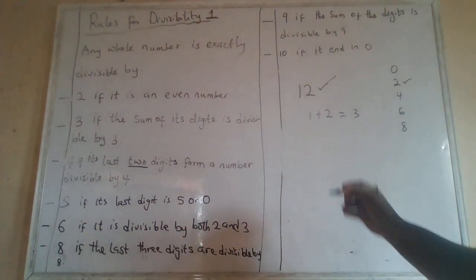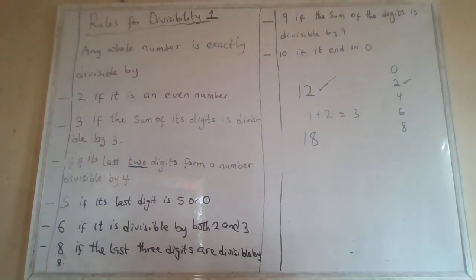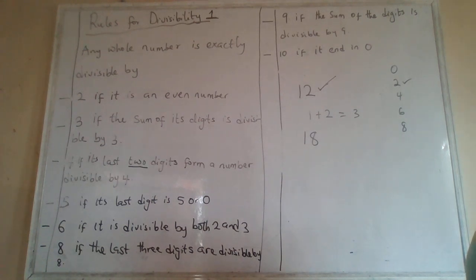Now let's go. If we have 18, it is an even number, so yes, it can be divided by 2 exactly. Can it be divided by 3? 1 plus 8 will give us 9. And 9 can be divided by 3.